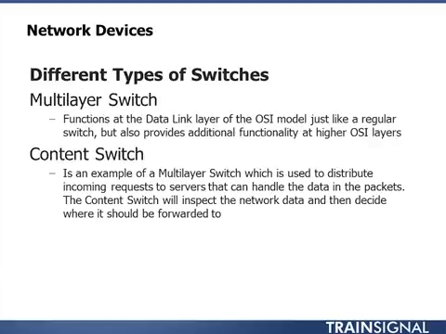Now, I mentioned that switches, they come in many different flavors and they have all sorts of different functionality. Now, the first thing I have listed here is something called a multi-layer switch. And this is a switch, I have it listed here as functioning at the data link layer of the OSI model, just like a regular switch, but also provides additional functionality at the higher layers. Or to be more specific, I'm going to say the most common multi-layer switch might be something called a layer 3 switch, which is a switch that actually can do some routing functionality as well.